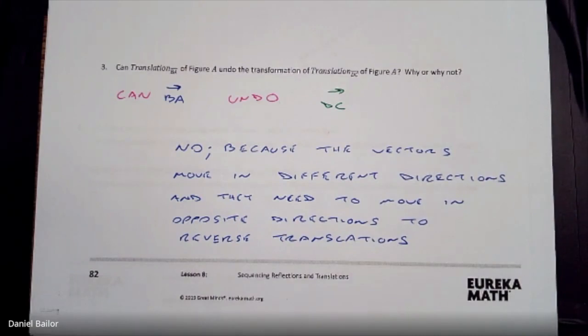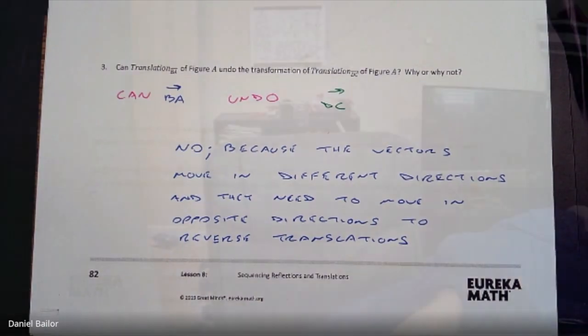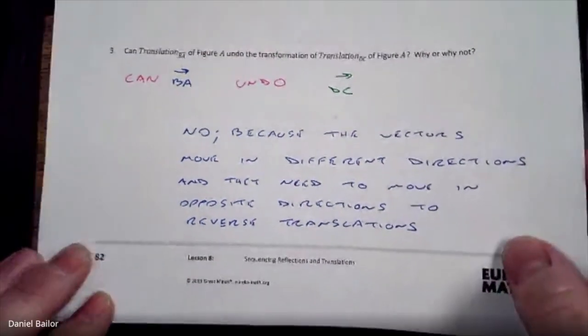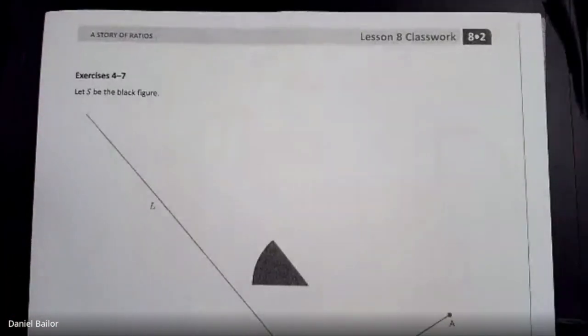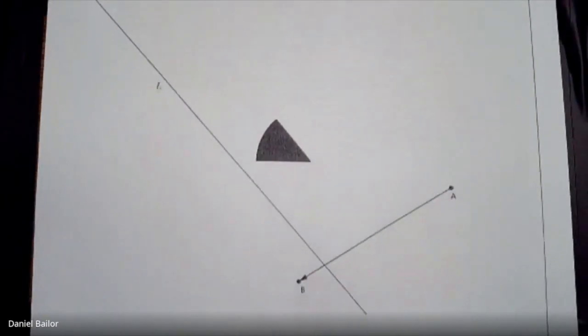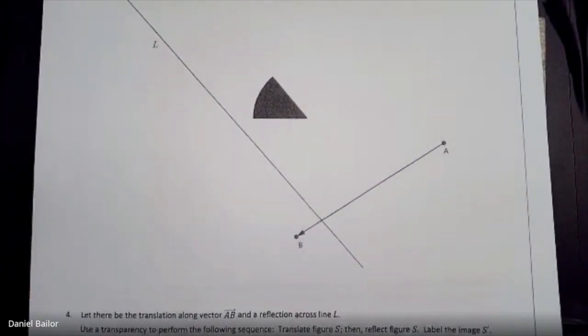So hopefully you can understand that, and you're ready to move on to page 83. Now we're ready to practice these a little bit more with our transparencies and actual translations and reflections. Let's go to page 83, which the top looks kind of like that, but I'm going to slide it down a little bit so we can actually see the figures, the vectors, and everything we need to see.